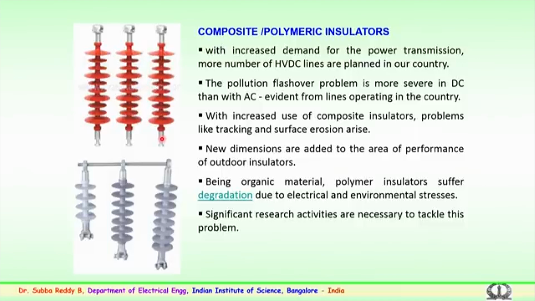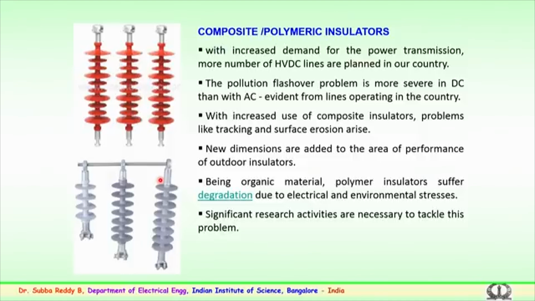So, with increased use of these composite or polymer or silicone rubber insulators, there are problems because of the organic material which is used for the sheds. Over a period, because of aging, problems like tracking and surface erosion, that is the peeling of the surface, or the puncture of the surface, or degradation on the surface happen over a period of time. So, this is a serious concern particularly to the utilities who use composite or polymer insulators. This is the reason new dimensions are added to the area of performance of composite outdoor insulation.